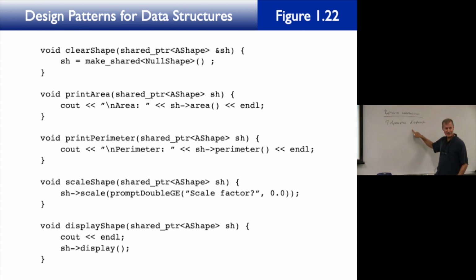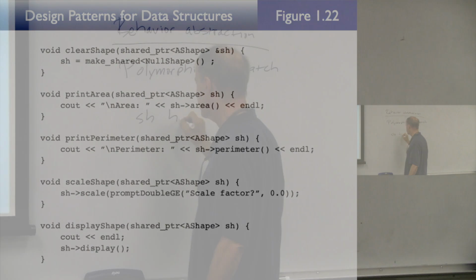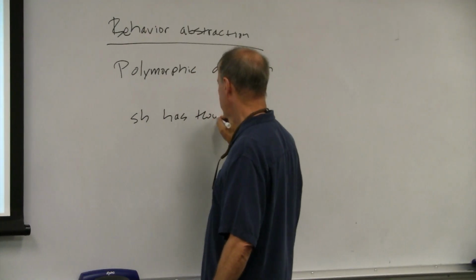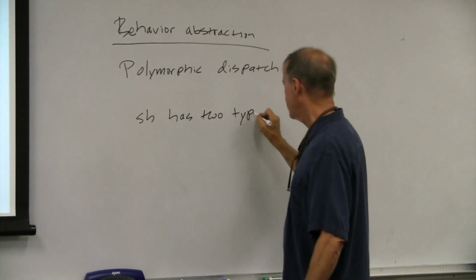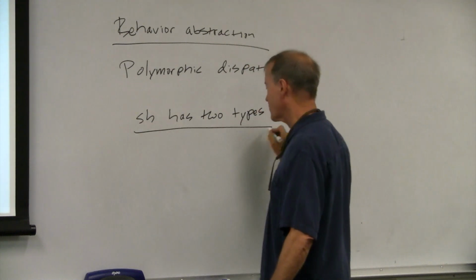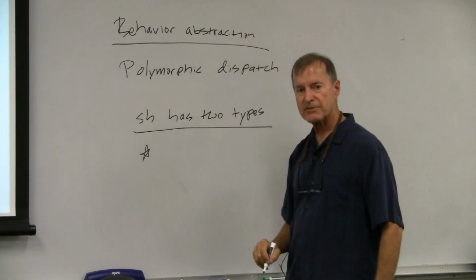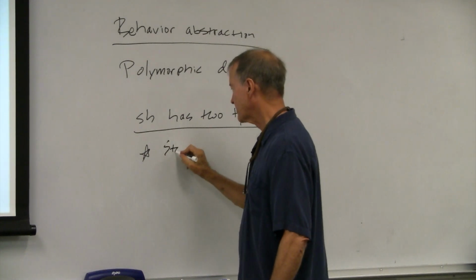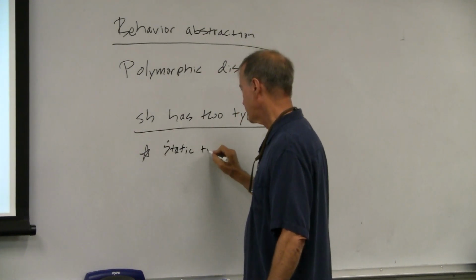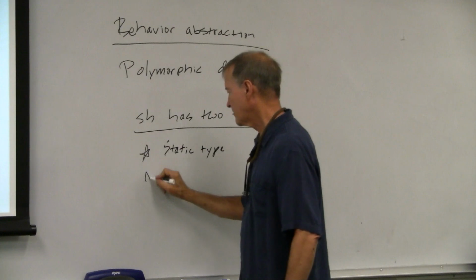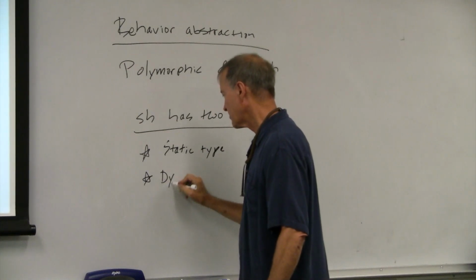You see what we're saying here? That line illustrates polymorphic dispatch. Because why? Because SH has two types. Now, this is a really important concept, you guys. SH has two types. It has a static type and it has a dynamic type.